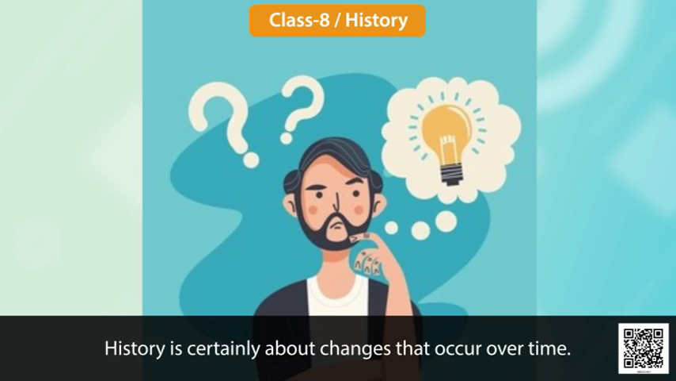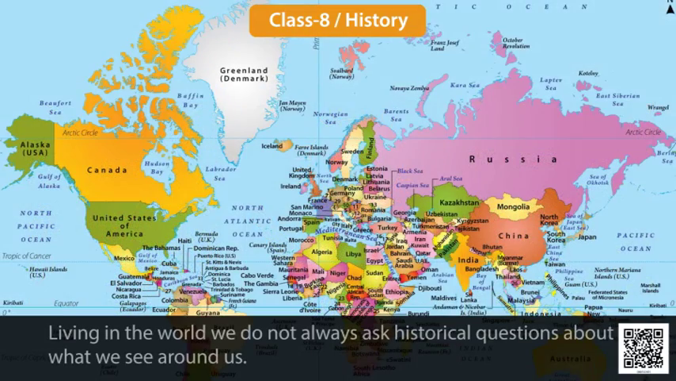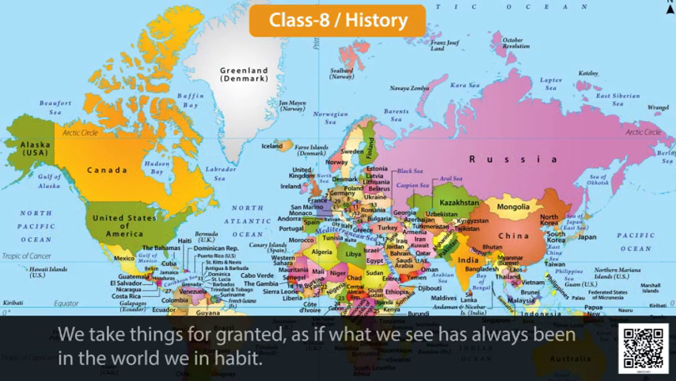History is certainly about changes that occur over time. It is about finding out how things were in past and how things have changed. As soon as we compare the past with the present, we refer to time. We talk of before and after. Living in the world, we do not always ask historical questions about what we see around us. We take things for granted, as if what we see have always been in the world we inhabit.